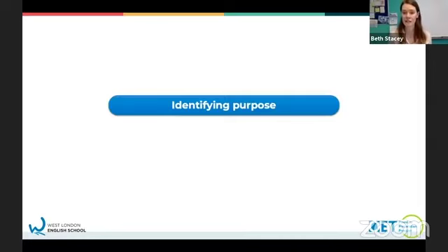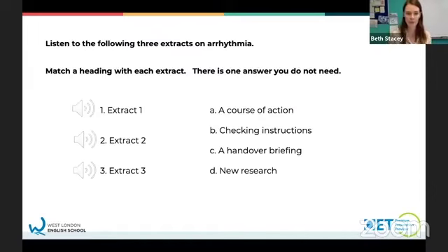Now we mentioned gist, we mentioned detail, and now we're going to have a look at purpose. This time, I'm going to play you 3 different extracts. They are all related to the same subject of arrhythmia. And I want you to try and match the headings for each extract. So is it a course of action? Is it checking instructions? Is it a handover briefing? Or is it new research? And we're going to listen to each of these 3 in turn. There is an answer that you don't need.